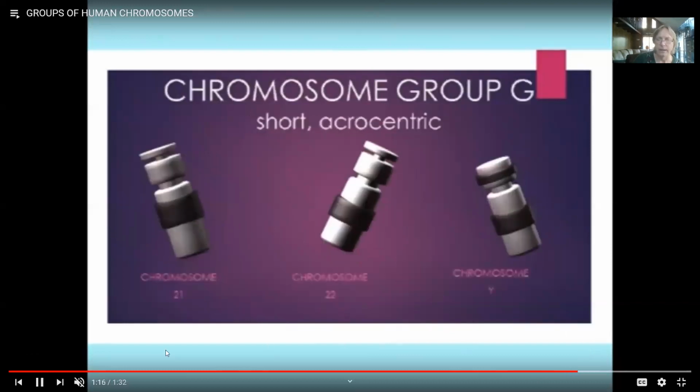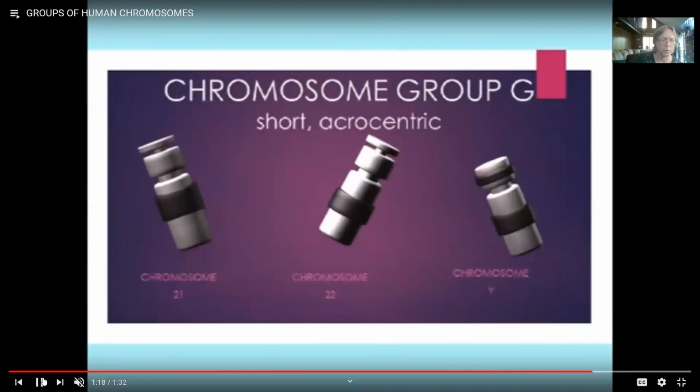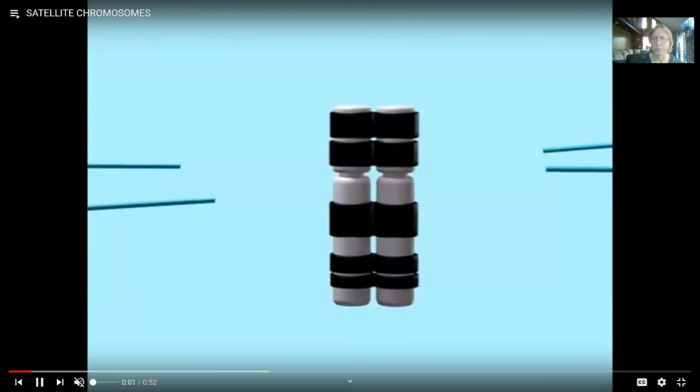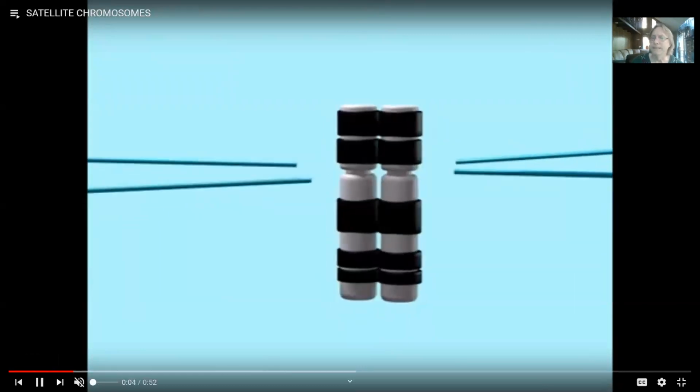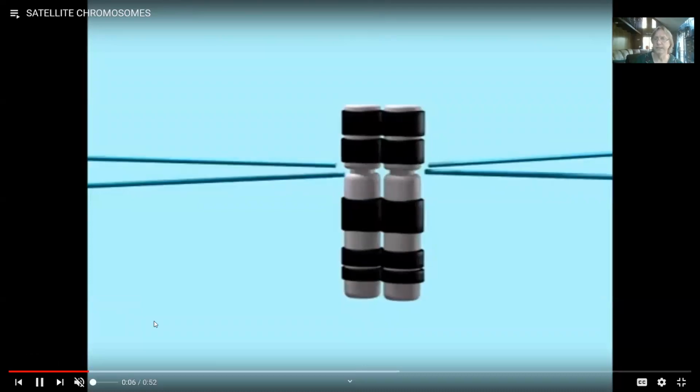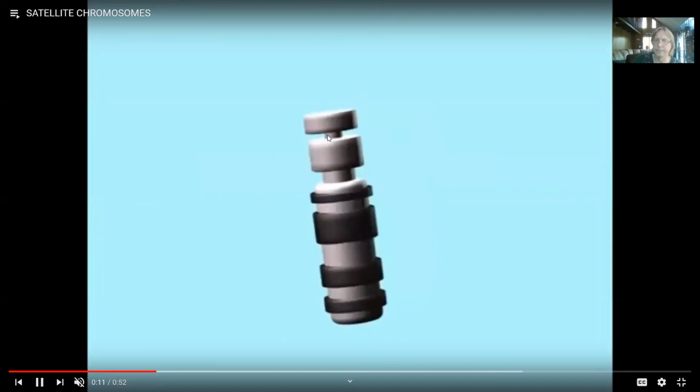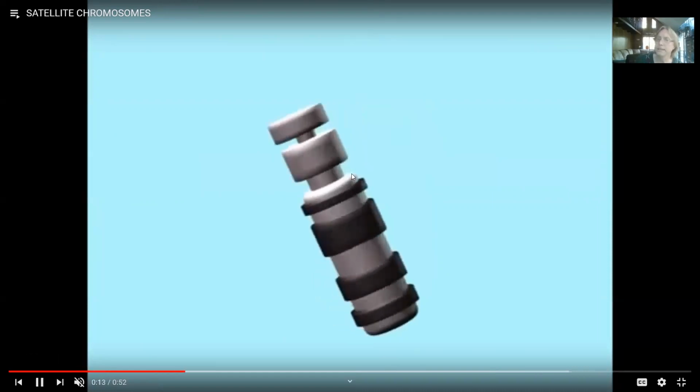And then we have the group G. These are acrocentric chromosomes. These are the shortest. This would include chromosome Y, but 21 and 22, they are also satellite chromosomes for having a second constriction of the chromosome. Now, satellite chromosomes, once again, the reason for this is in addition to the centromere, they have a second condensation, and there might be a reason for this.